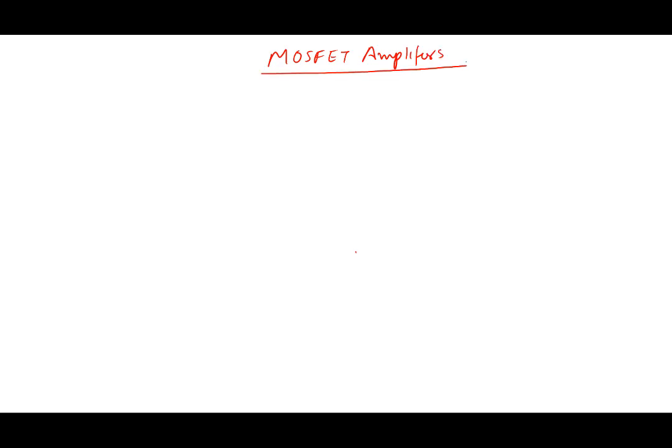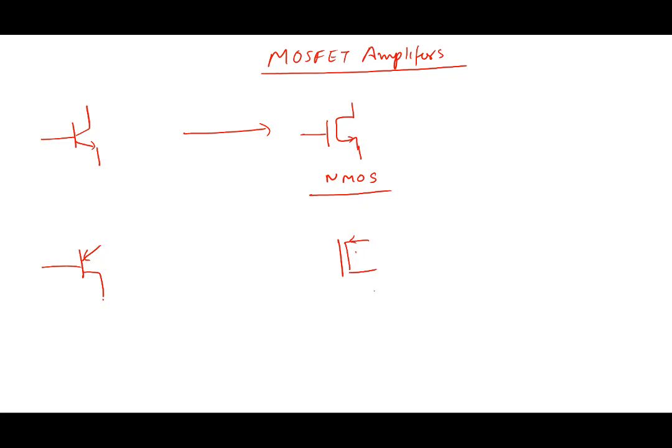So actually it's very similar. All that we need to do is take this transistor that we have put here out and put a MOSFET. And this is the symbol that we will use for an NMOS. And the symbol that we'll use for PMOS is here. PMOS is like our PNP, and this is our PMOS here.